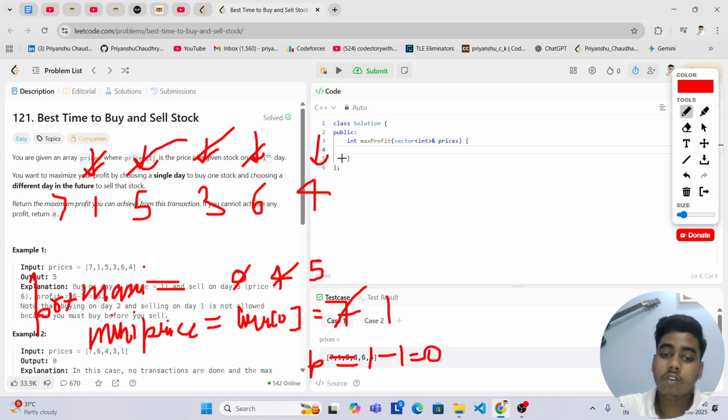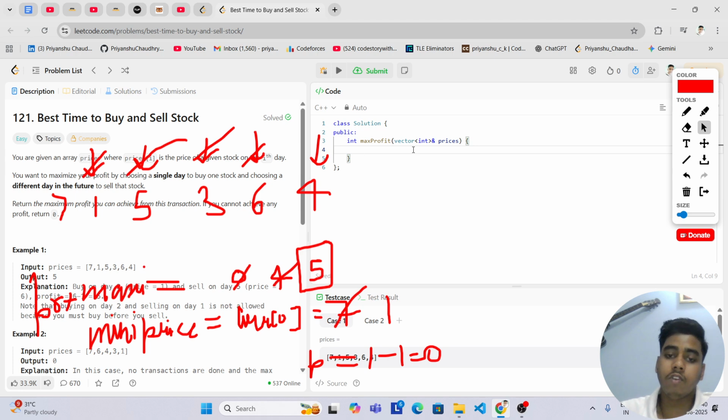Now the selling price is 4. The minimum buying price is 1. 4 minus 1 is 3. So we will not update with 3 here because 5 is the maximum. So the maximum profit we have achieved till now is 5, and the answer is also 5. So this was the whole logic. The logic is just keep track of the minimum price for buying, check the profit at each selling price, keep track of the maximum profit found so far, and return it at the last.